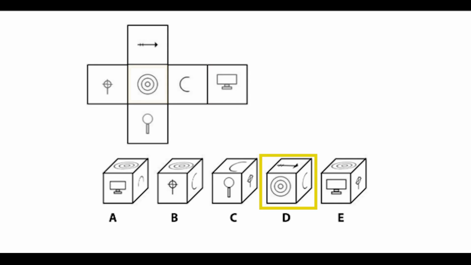In option B, the circle, the crescent, and the arrow faces all touch each other exactly as they do when the cube is folded. The directions of all symbols match perfectly.